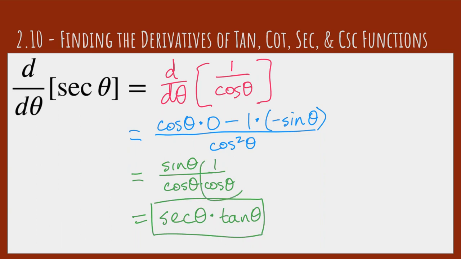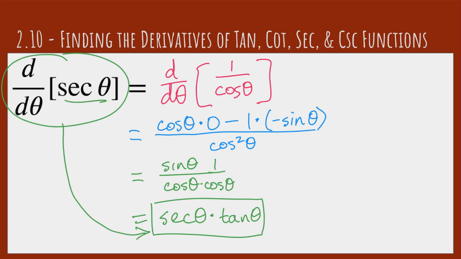So again, the 1 over cosine of theta became the secant of theta, and the sine of theta over cosine of theta became the tangent of theta. So the derivative of the secant function is going to be secant times tangent. And keep in mind that when we're taking the derivative of a function with theta in it with respect to theta, we're going to get a derivative with thetas in it.